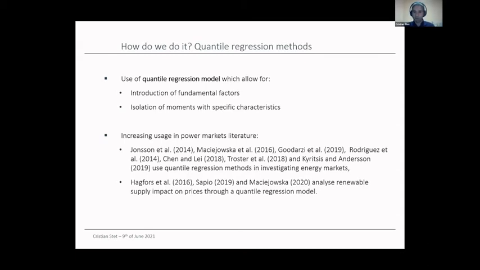We are looking at a quantile regression model, and this technique is very helpful because it allows you to introduce fundamental factors and isolate moments with specific characteristics, moments that you are interested in, and look at them in isolation. This technique seems to be already used by quite a lot of people in power markets, and specifically for renewable supply impact on power prices it was used by Hackford, Sapio, and Maciejewska. It seems to work, and it seems to be easy to implement for this kind of research question.